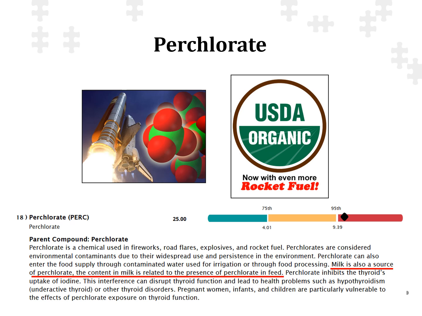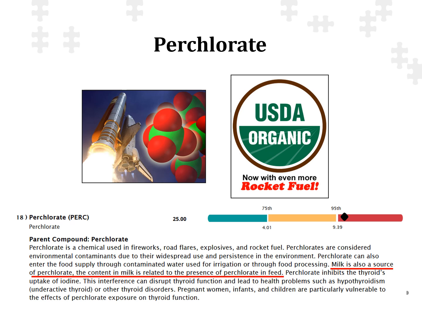Now, it's considered an environmental contaminant because of its widespread use. It's often found in many municipal water supplies. It can also enter the food supply because of contaminated water that could be used for irrigation, personal drinking, or through food processing. Milk is a source of perchlorate. So the content in milk is related to the presence of perchlorate that's in the animal feed.